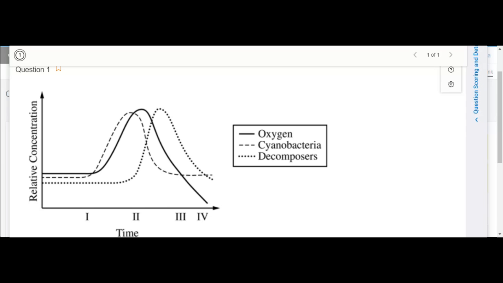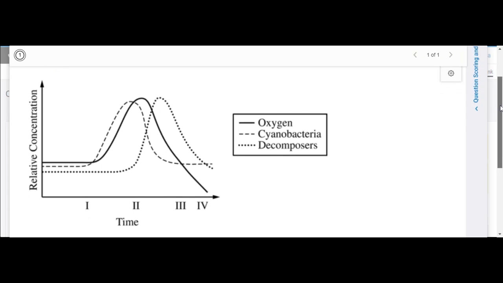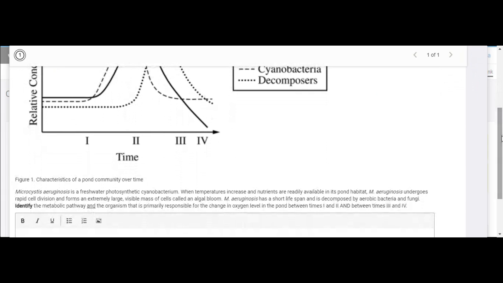So now the question, after explaining the situation, all it says is identify the metabolic pathway and the organism that is primarily responsible for the change in oxygen level in the pond between times 1 and 2. And then also identify the same things, the pathway and the organism, for what's going on between times 3 and 4.